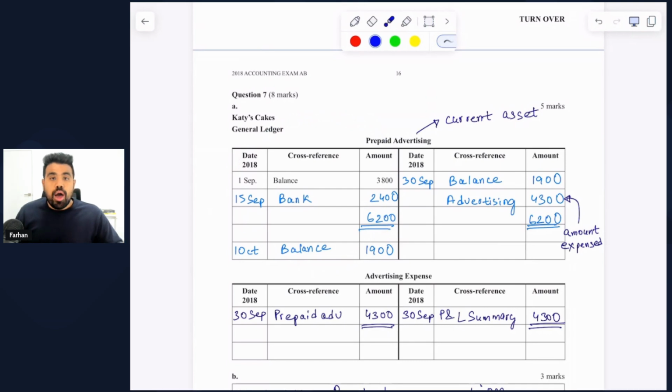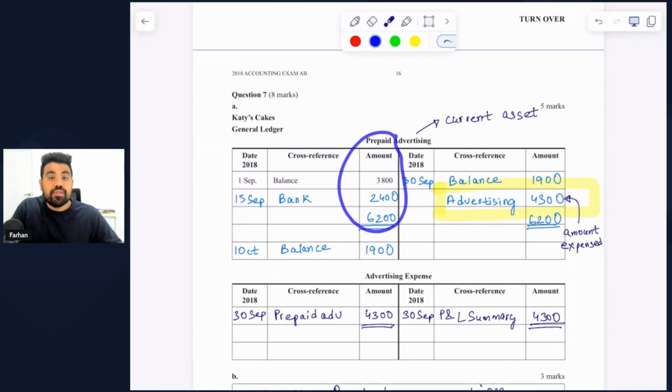So when assets go up, we have to debit it, similar to the opening balance for assets being debited within the ledger account. That is why on 15 September, on the debit side, we are showing $2,400. So this balance for the advertising of 4,300 is something we had to calculate ourselves by doing the balancing on the debit side first.